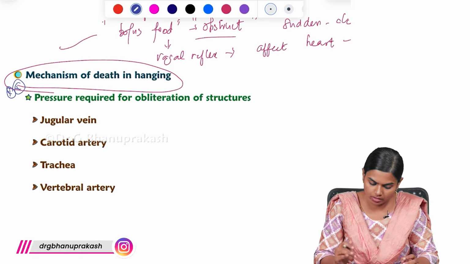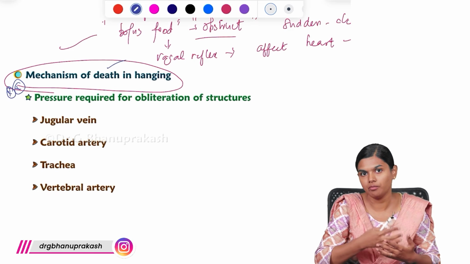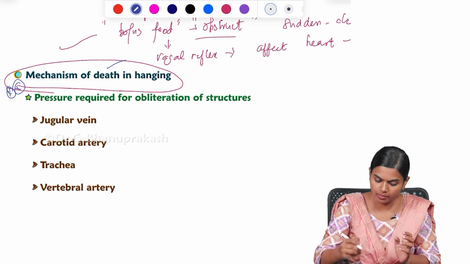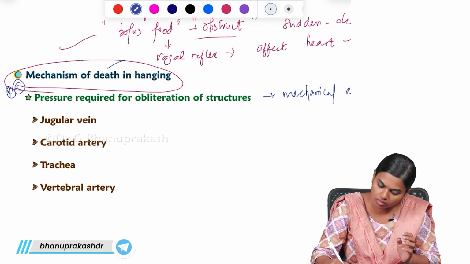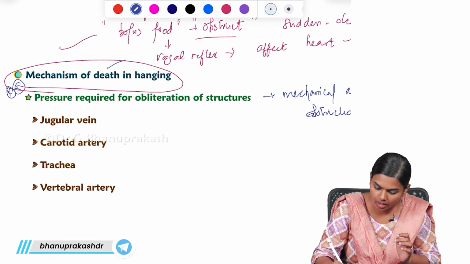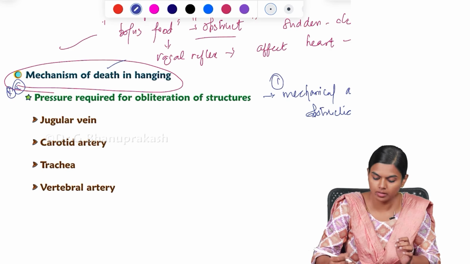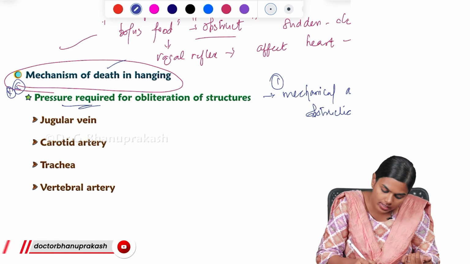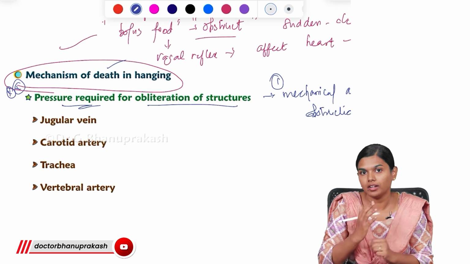Regarding the mechanism of hanging, we have not just one mechanism, we actually have 4 mechanisms. The first mechanism is obviously mechanical asphyxia, meaning obstruction of the trachea. This obstruction of the trachea is one mechanism that leads to death in case of hanging. And they will ask this question: what is the pressure required for the obliteration of the structures?